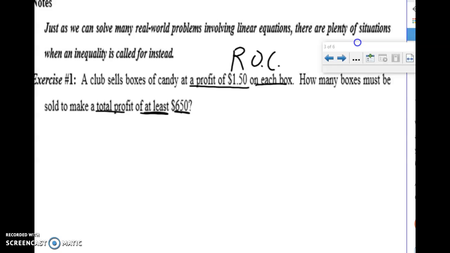at least. At least means greater than or equal to. So if it's more than, that's totally fine. It just can't be smaller than $650. We're trying to make that much money. And then what we don't know is the variable, so what it is that we're trying to solve. So what would that be?